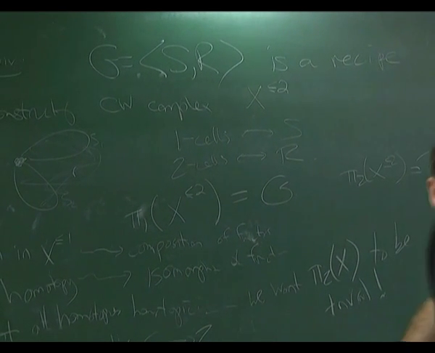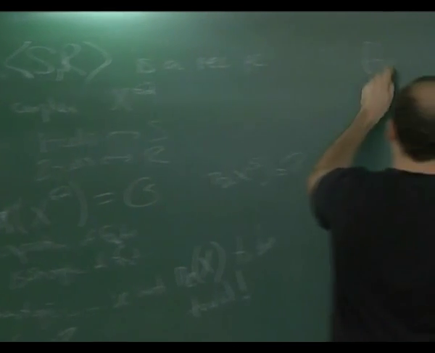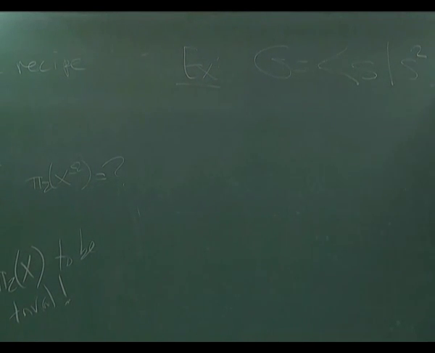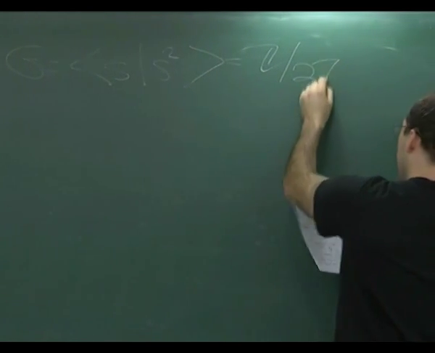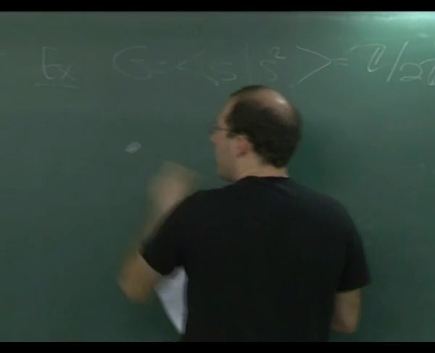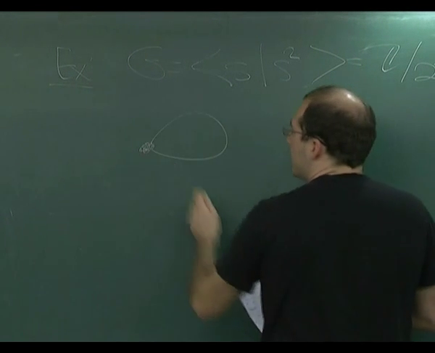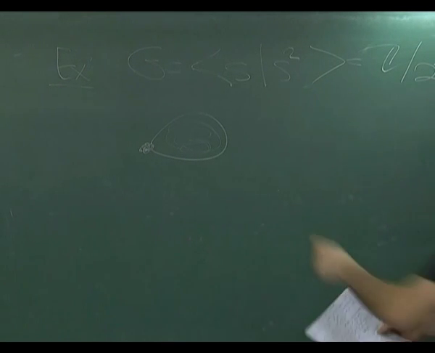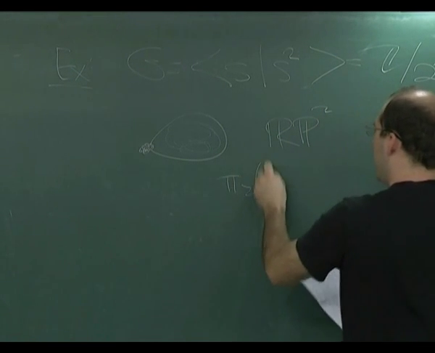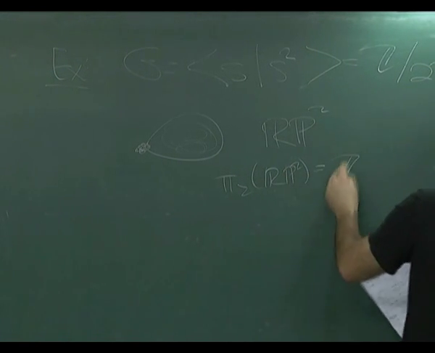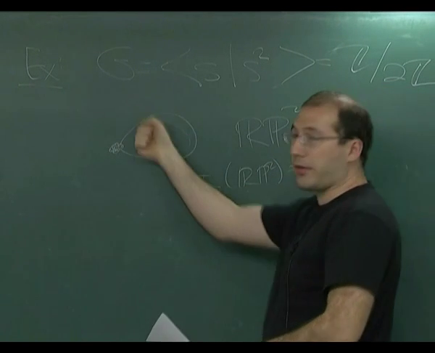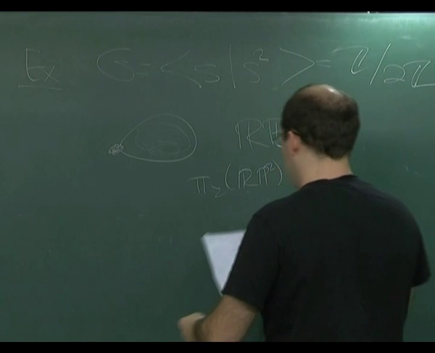So now I'll give the example that you asked for. When G is generated by a single element S with S squared the identity, this is Z mod 2Z. And the corresponding complex is, well, we take a point, we glue in a single generator S, and then we glue in this 2 cell twice, wrapped around twice. So this is just RP2. And we know that pi 2 of RP2 is Z, generated by the class of this 2 cell. And so if we glue in a 3 cell, killing that, then we'd be done.